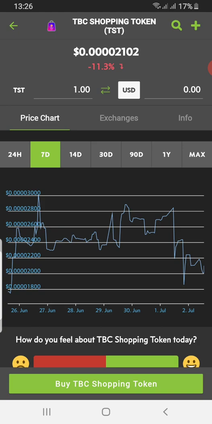So these are the tips you need to know when trying to trade TST. The next video I'm going to release is going to be the actual trading activity.